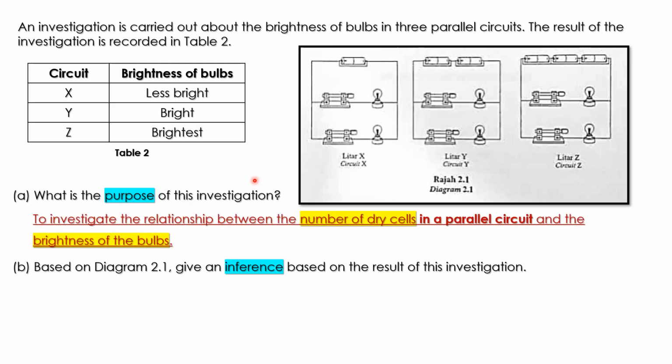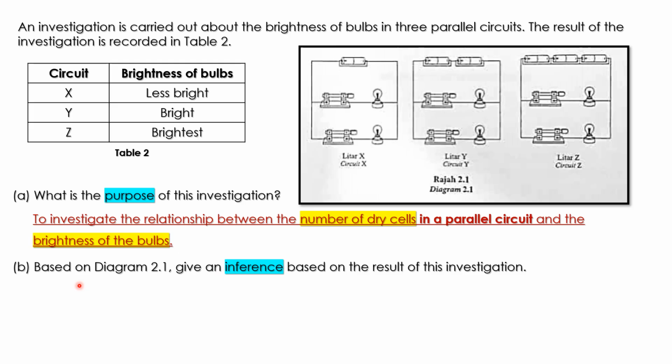This is the answer. To investigate the relationship between the number of dry cells in a parallel circuit and the brightness of the bulbs. I've added this section, in a parallel circuit, because that's a very important point to emphasize: the relationship that we are trying to find out between the number of dry cells and the brightness of the bulbs is only for a parallel circuit.